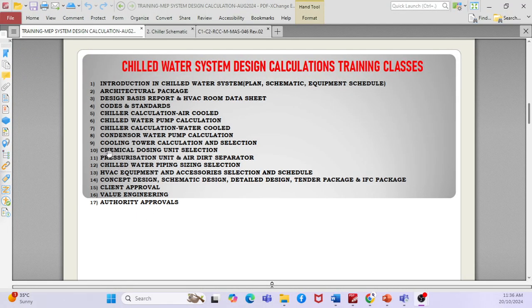Today we will discuss the chemical dosing selection. What is the purpose of chemical dosing? Why is it required? We will see in detail.